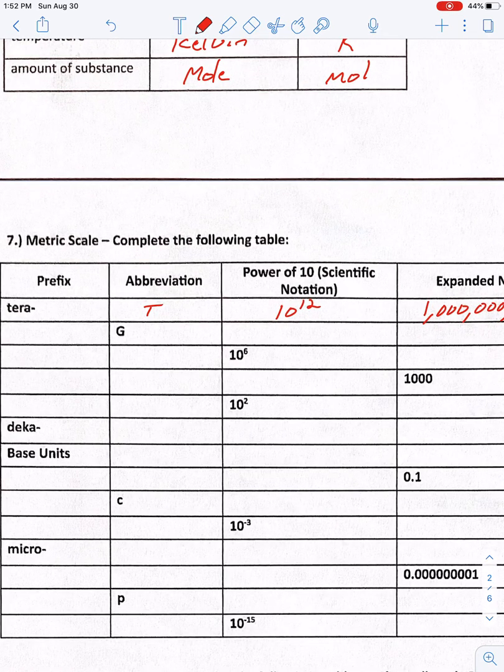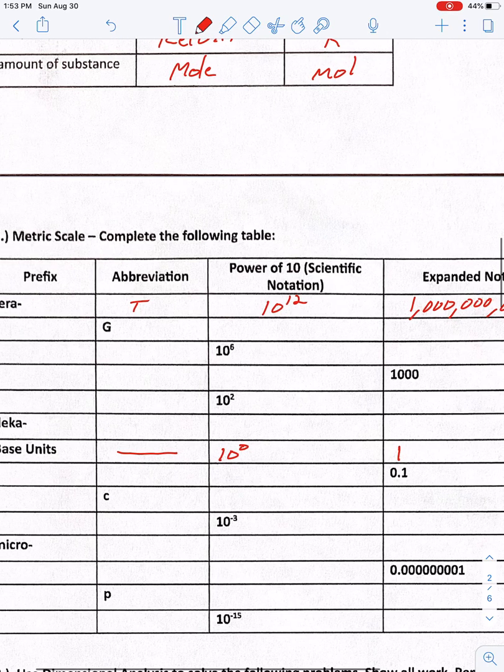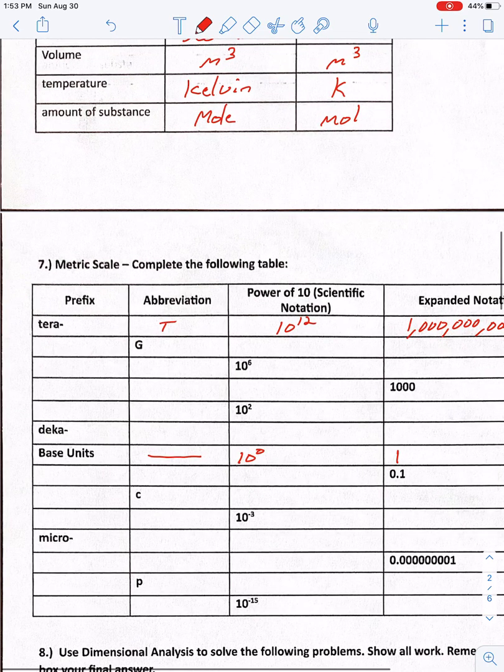Base units do not have an abbreviation because nothing comes before it. That's things like your grams, liters, seconds, something without a prefix. Your power of 10 is 10 to the 0, and 10 to the 0 equals 1. This is where I like to start, from the base. Then I can go left and right from there. So let's go up from here. My powers are just going to go up.